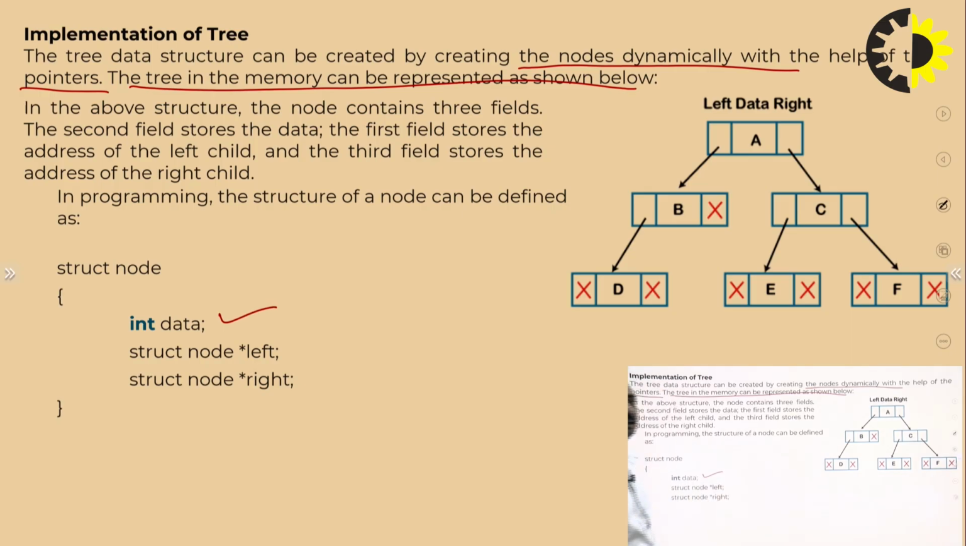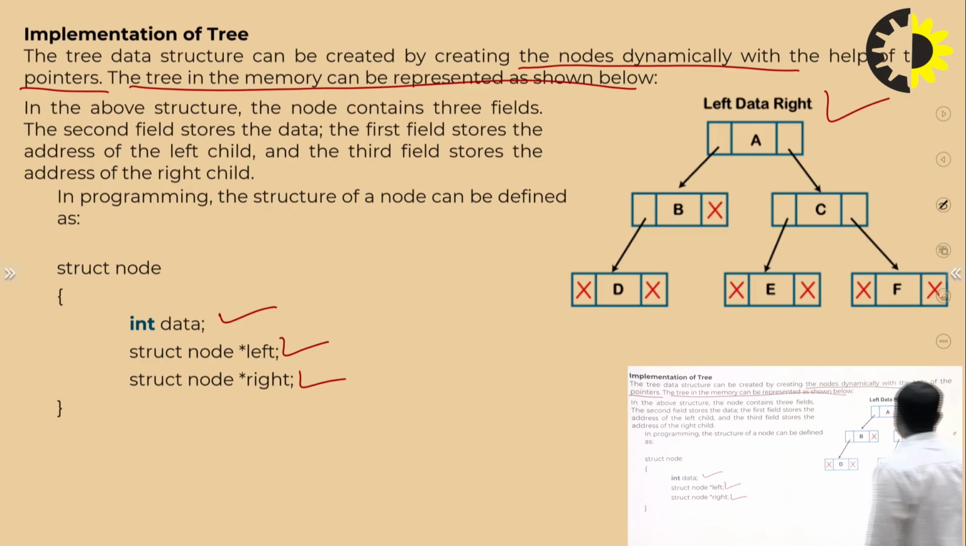Integer data, the field that contains the data, then the left node value and the right node value. This is called the programming structure of a tree. Here we have a hierarchical structure, a tree, in which A is the root, then B and C, then D, E and F. So A, integer data, so the data here is A. The left child pointer contains the address of the left node.